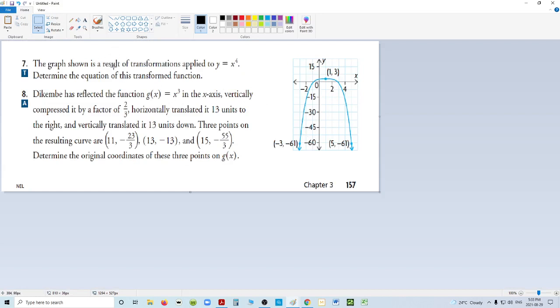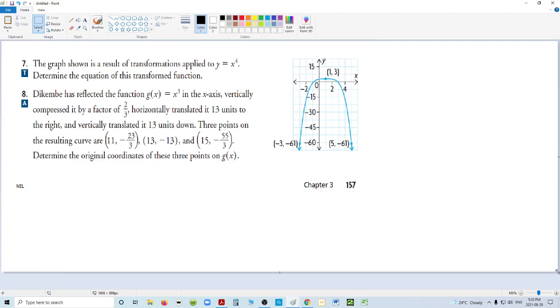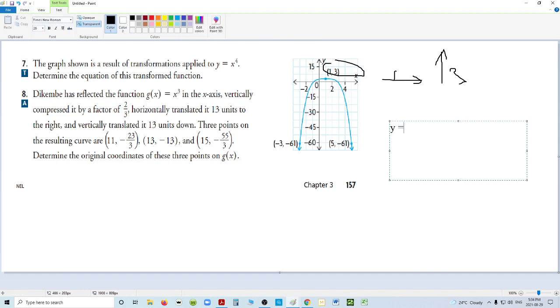Of y to the 4. Determine the equation of this transformation. So this is going to be a little bit trickier because I don't know if they've given us the exact values. You can see that this is origin, and it's been moved 1 to the right and 3 up. So right away I can say at least y, it's also been flipped downwards, so I know a is going to be negative. And I can just say x minus 1, all to the power 4, and then add 3.